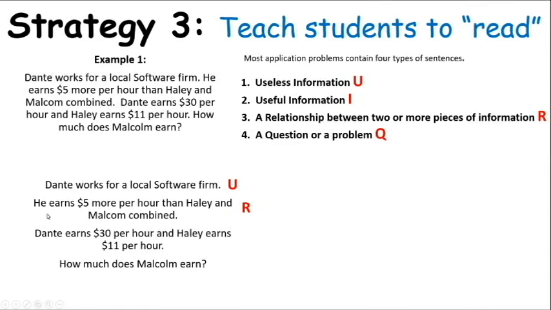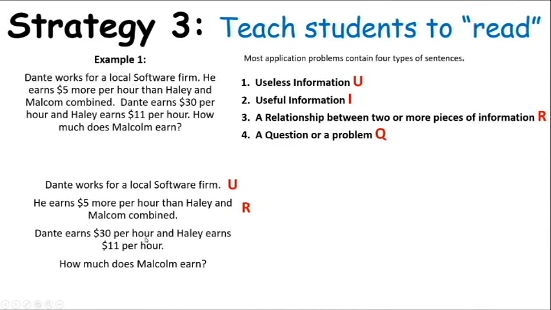Now this second sentence says he earns $5 more per hour than Haley and Malcolm combined. I've gone through and I've labeled this as a relationship sentence. A lot of people call this an information sentence, but notice they're not simply stating a number or a fact. They're drawing a comparison between he and 2 other people. That elevates it from information to relationship.